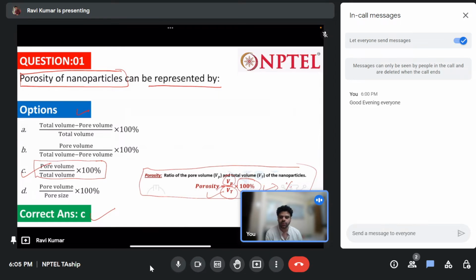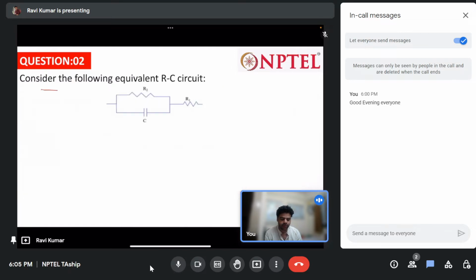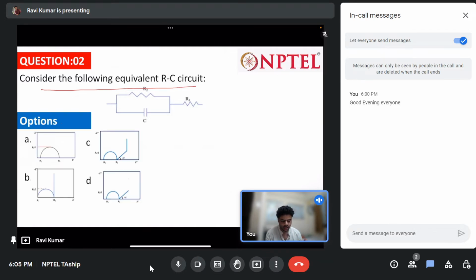So let's move to the next question, which says consider the following equivalent RC circuit and choose the Nyquist curve for this circuit. So here there are two resistances R1, R2 and one capacitance. This R2 is in parallel with this capacitor, while both are in series with this resistance R1. So which curve is represented?